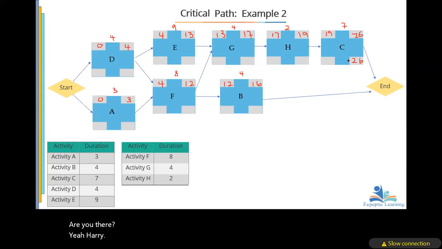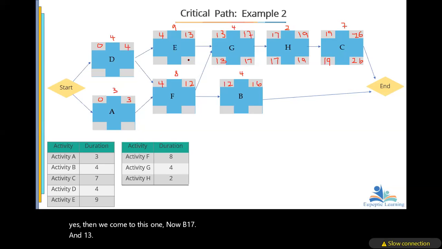Now 26. Then what will be the late start? It will be 19. Exactly, it will be 19. Good. So now we come to this one. What will be the late finish? 19. Exactly, 19. Then this one will also be 17, is that not it? Yes, 17. Then we come to this one. That will be 17 and 13.